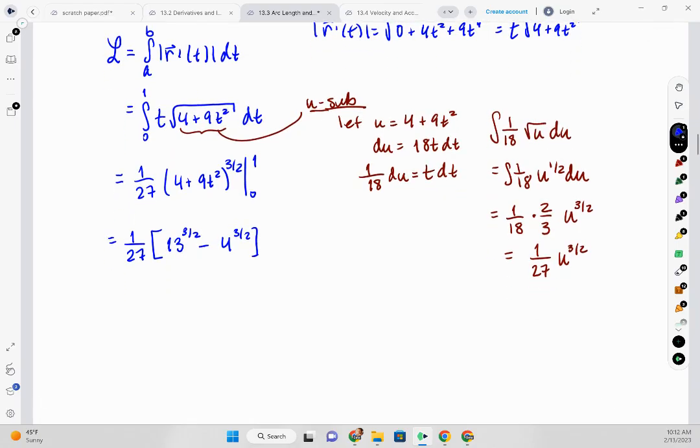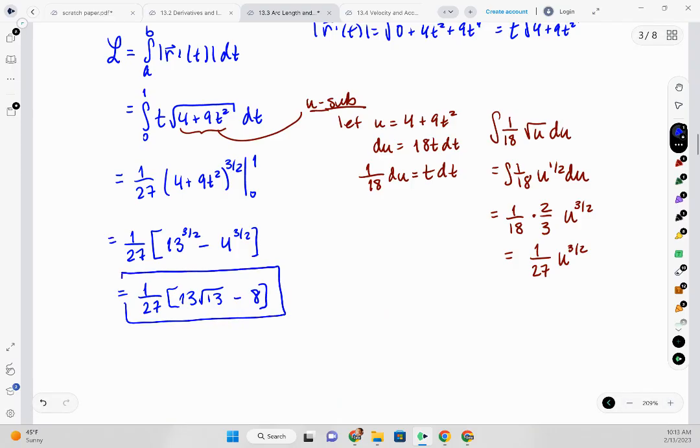And about the only simplification I can do here is to rewrite this as 1 over 27 times 13 square root of 13 minus 4 to the 3/2 power. The half part tells me take the square root, so square root of 4 is 2, and then 2 cubed is 8. And that would be my final answer, 1/27 times, in quantity, 13 root 13 minus 8.